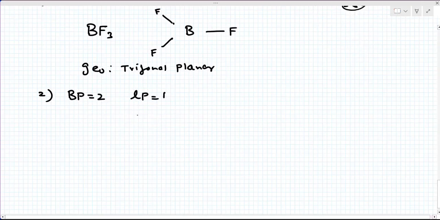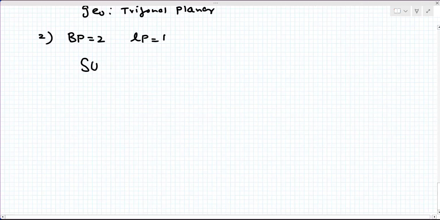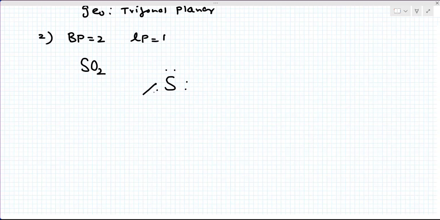Example is SO2. Now, sulfur is group 16, right? So there are 6 valence electrons: 1, 2, 3, 4, 5, 6. Now oxygen is divalent, right? Therefore, this oxygen and this oxygen. Now this is the lone pair.